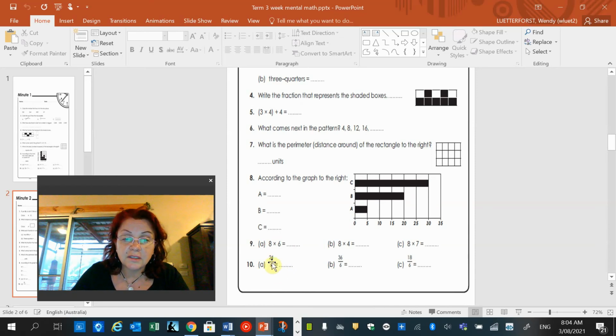Okay, now this is starting to get into our fractions, isn't it? What kind of fraction is this called, where the top number is bigger than the bottom number? It's an improper fraction. And what do we need to do to turn that into a proper fraction? We need to divide the bottom number, the denominator, into the numerator. So 24 divided by 6 is 4. 36 divided by 6 is 6. And 18 divided by 6 is 3.